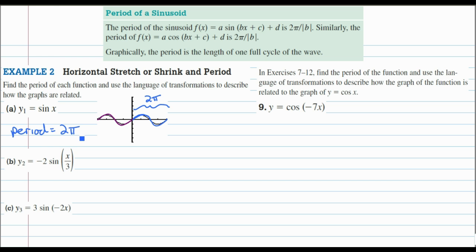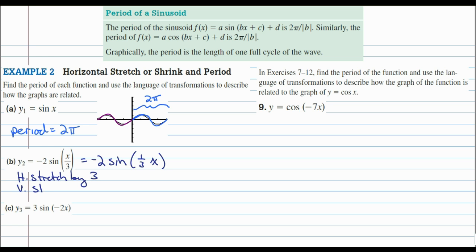Now, in y2, we've got a vertical, let's see. Well, I'm going to describe my horizontals first, just out of habit here. So we got a horizontal shrink. No. You know what? I'm going to write this out so it's easier to see. I have the sine of 1/3 x. Now multiplying by 1/3, it looks like it should be shrinking, but it's not. It's actually going to be a stretch out. So we're going to say this is a horizontal stretch by 3, the reciprocal.